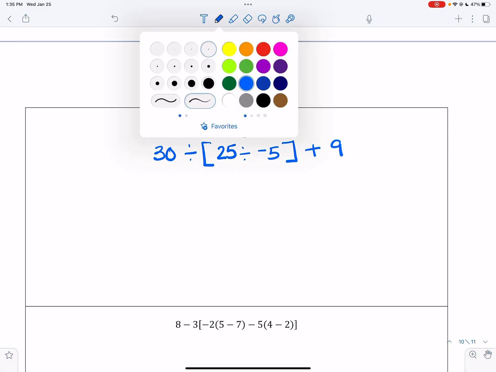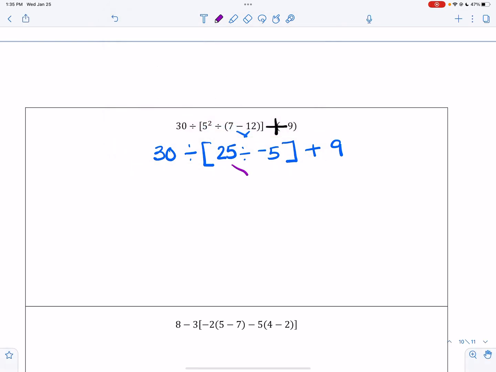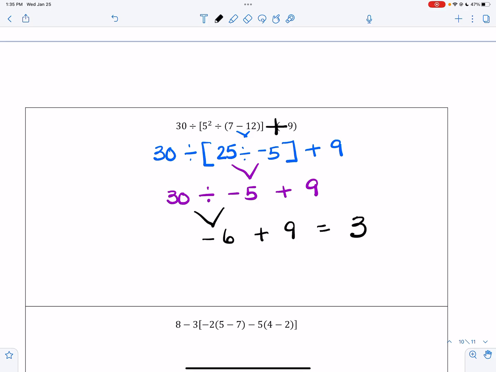So now I'm going to take 25 and divide it by negative 5, which is negative 5. I've got the 30 division plus 9. I would take 30 divided by negative 5, which makes negative 6 plus 9, and that's going to be positive 3.